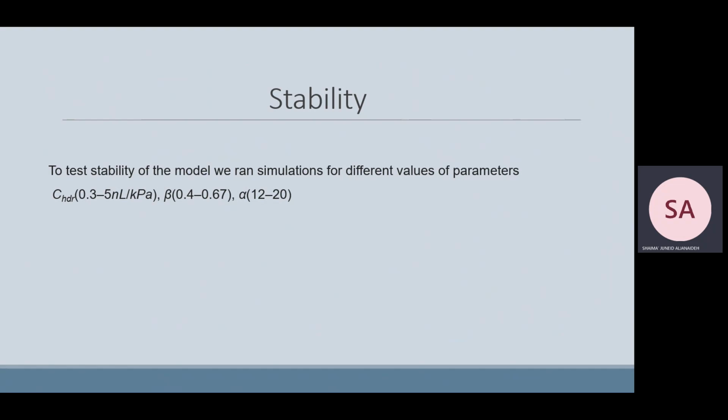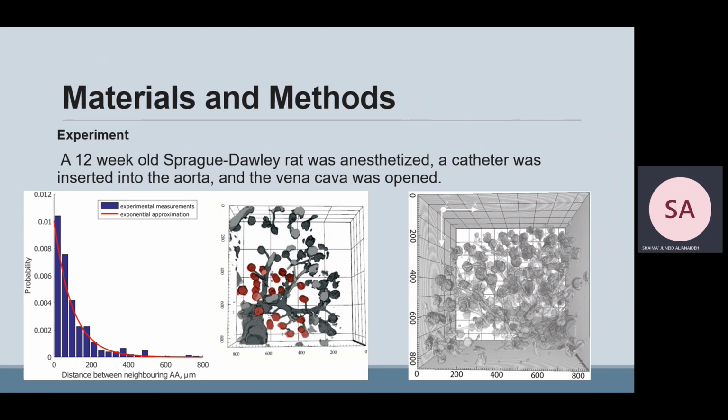For the materials and methods, in the experiment, a 12-week-old Sprague-Dawley rat was anesthetized. A catheter was inserted into the aorta, and the vena cava was opened. By the way, the Sprague-Dawley is a kind of rat used in virtually all disciplines of biomedical research, including toxicology and pharmacology.